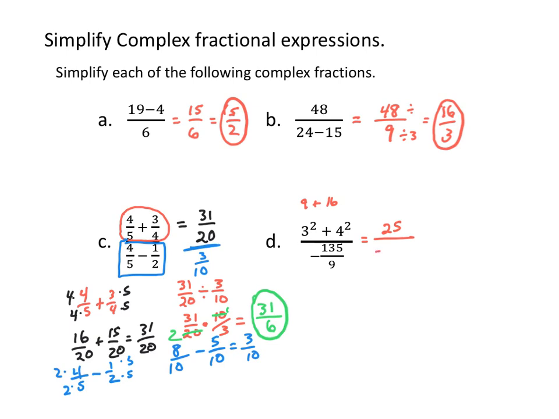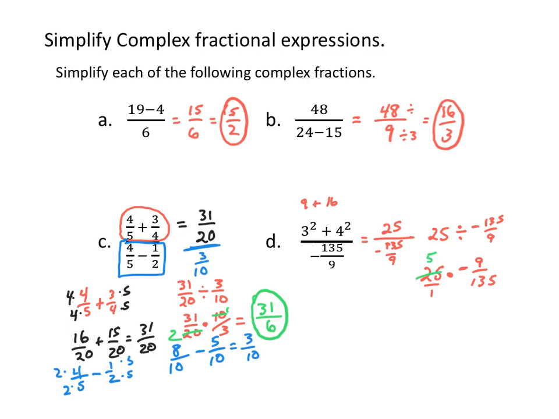Over negative 135 over 9. So I'm going to write this as a division problem. 25 divided by negative 135 over 9, which is now 25 times the reciprocal, still negative, 9 over 135. Now I could multiply 25 times 9. This 25 is over 1. But I'm pretty sure I can reduce the 25 and the 135. The reason I know that is because 25 and 135 both end in a 5, so they're divisible by 5. So I'm going to divide this by 5.